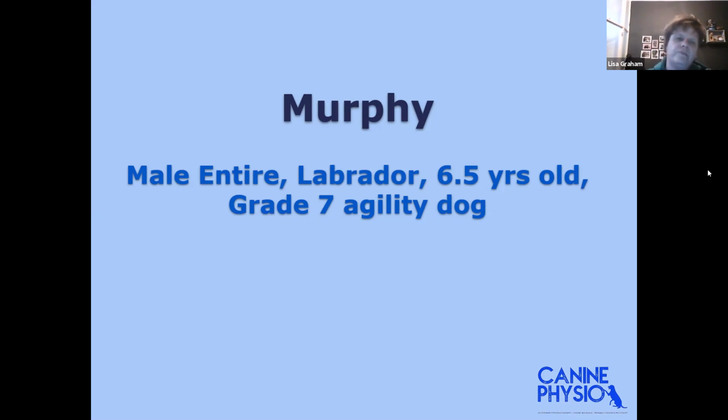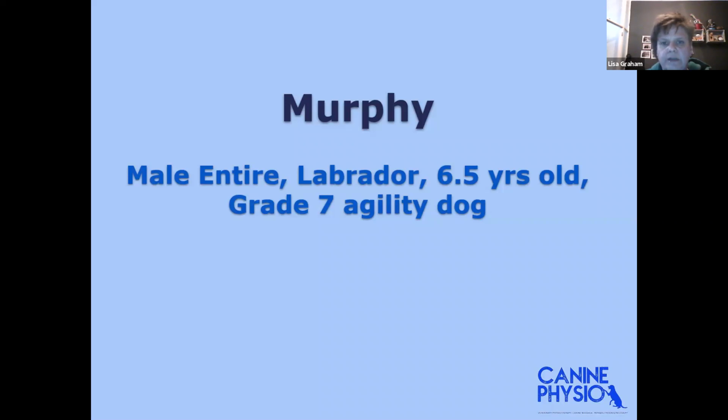Oh, right. So we've got two case studies, and we're going to look at them as if they were in clinic with us. And we're going to collectively start to pick these dogs apart. So Murphy, he's a male entire Labrador. He's a grade 7 agility dog. His owners are chasing champ shows. Well, we're hoping to be chasing champ status this year. Sadly, it looks like it's going to be delayed to next year now because of the lockdown.